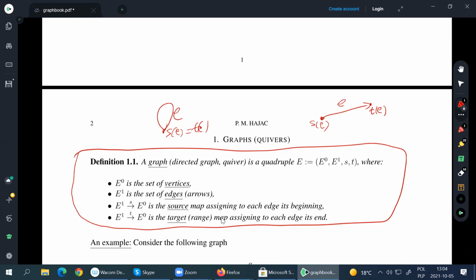But every edge, every arrow must have its beginning and its end. So you cannot have a situation in which E0 is empty and E1 is non-empty. But you can have it the other way around. Nobody can stop you from having a graph which is just a collection of points. No arrows whatsoever, just vertices. That's quite all right. Okay, so I think now we know what we mean by a graph.